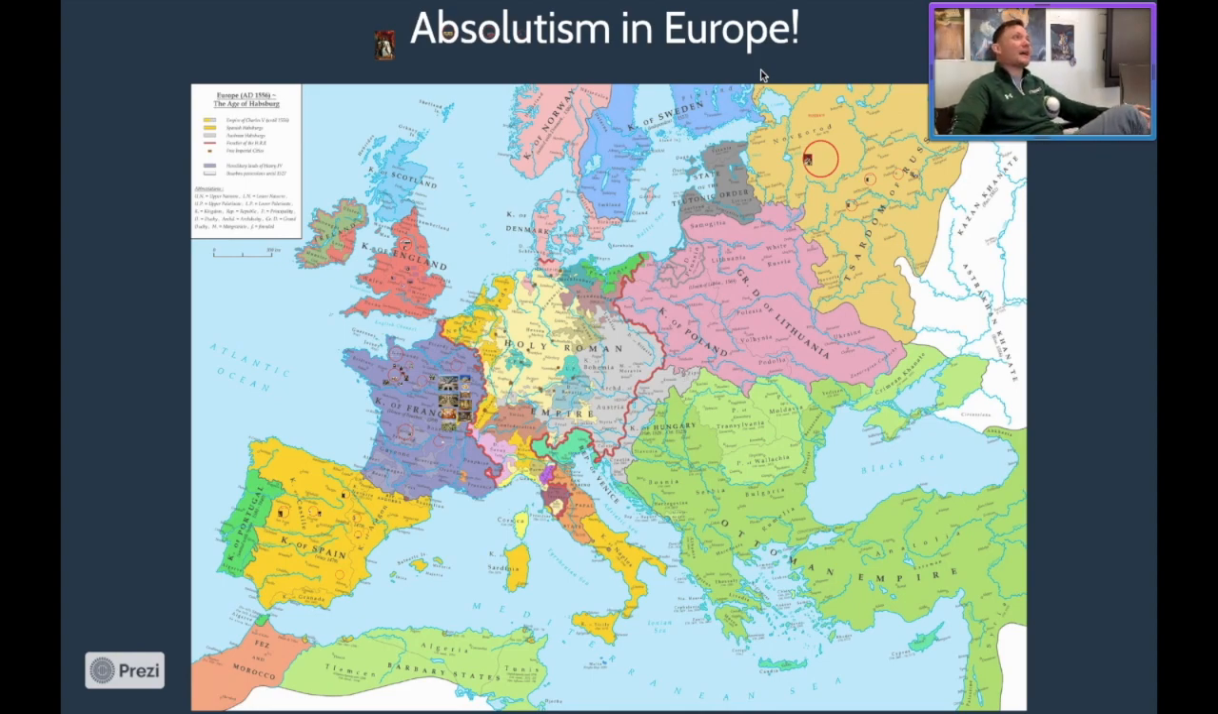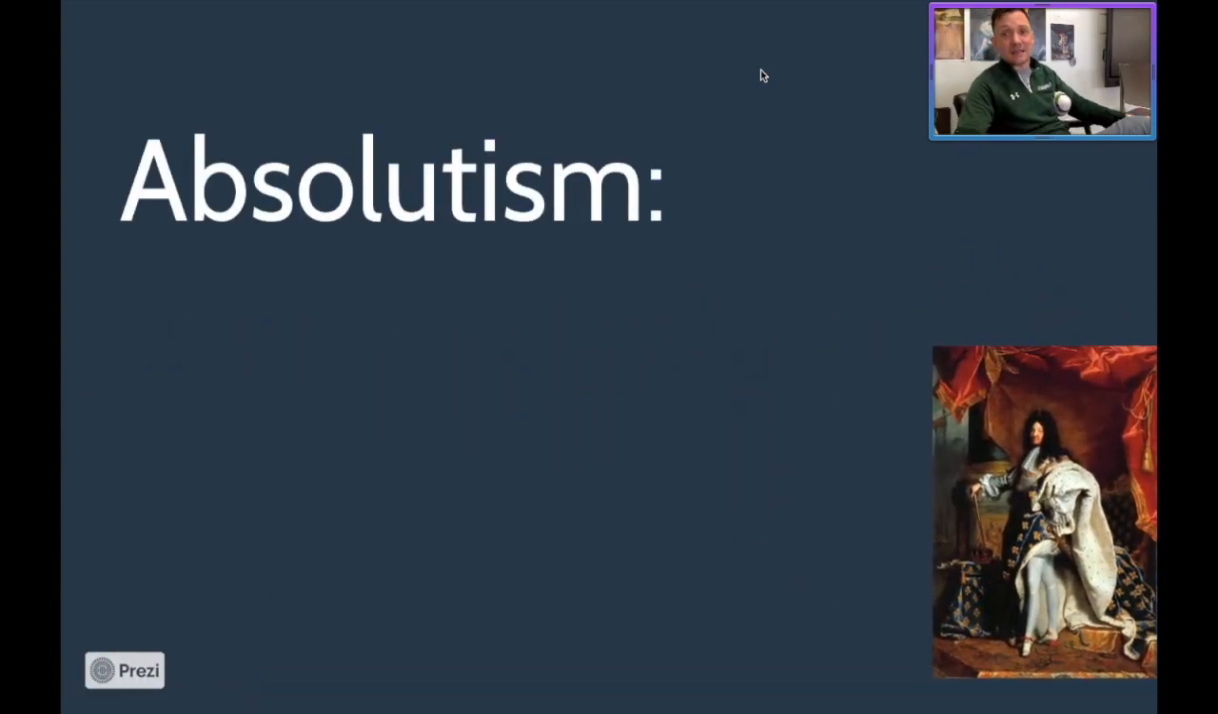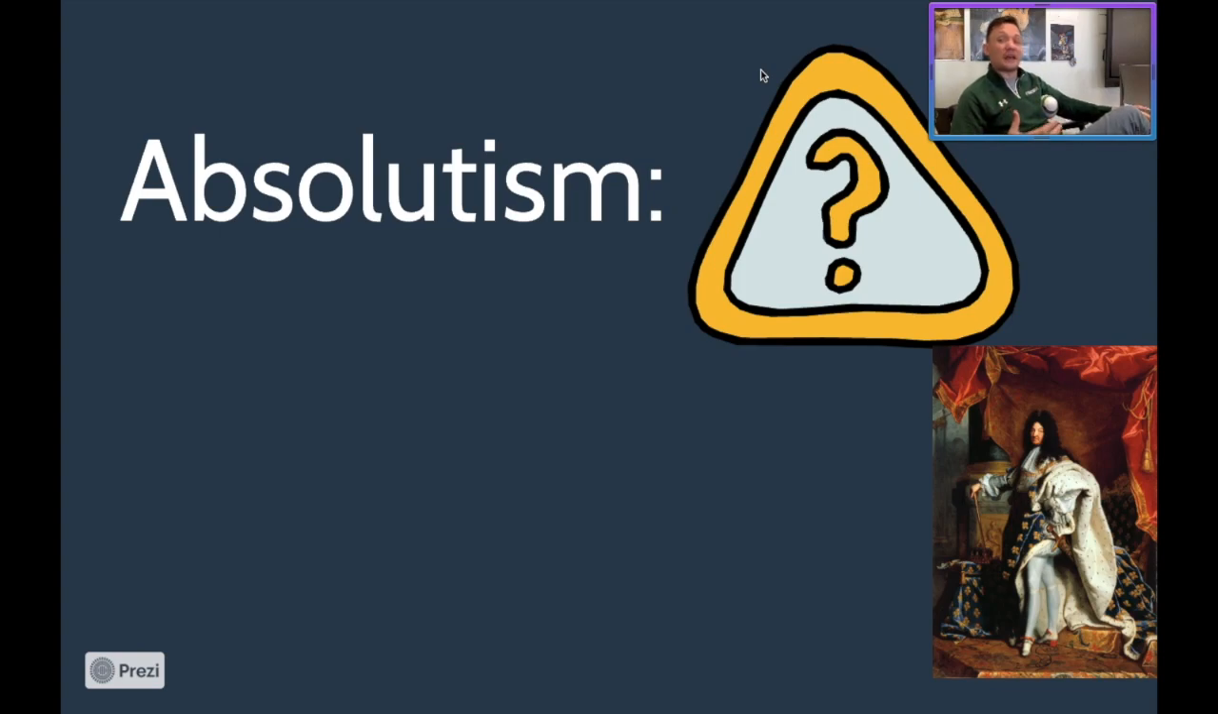When you're talking about absolutism, you first need to define what that concept is, right? So absolutism is a little bit of an abstract thing. It's something that you've probably never encountered before. It's a word that you've probably never had to define before, because it's something that's based mostly in European politics, right?